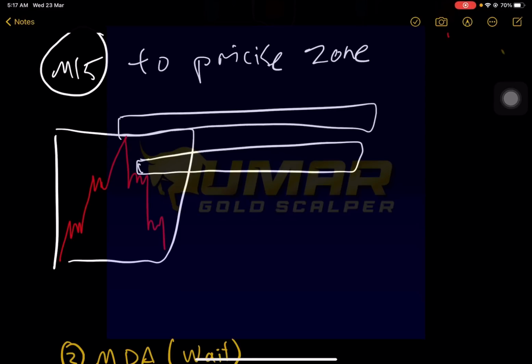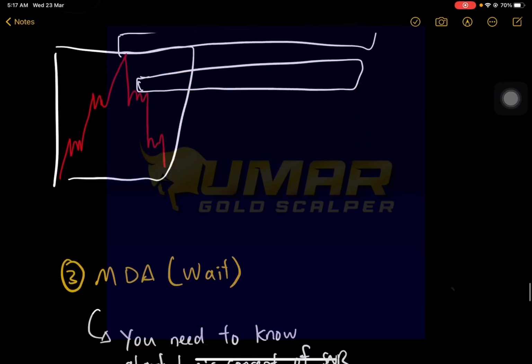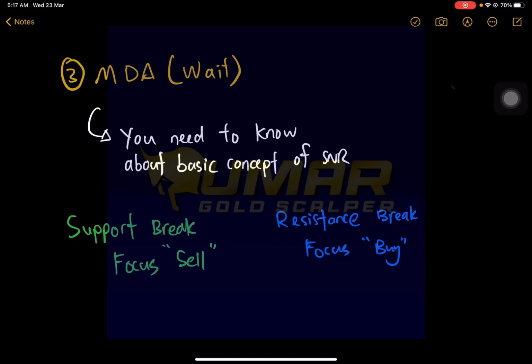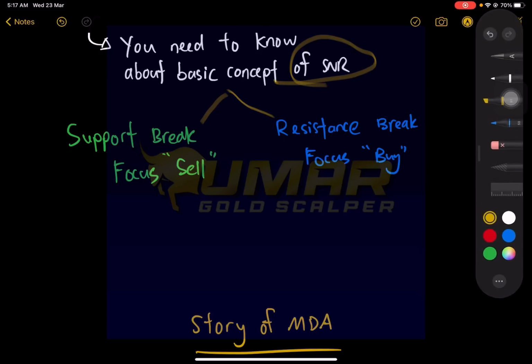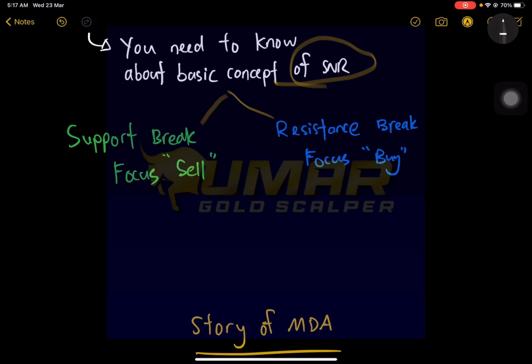Alright, so let's move to the MDA. Before you know about the MDA, you need to know the basic concept of SNR first. The basic concept: when the support breaks, you need to focus on sell. So that means like this. When the support has already broken out like this, you need to focus on sell.